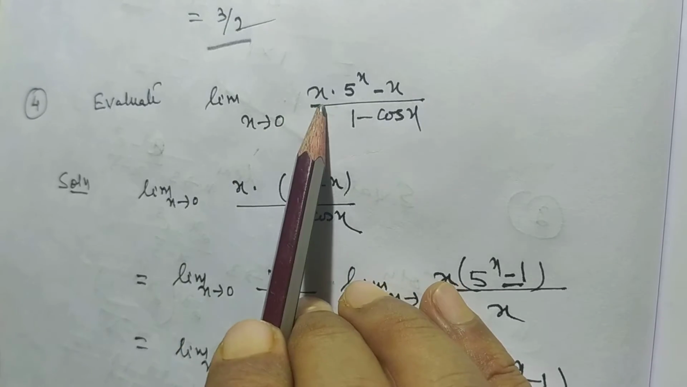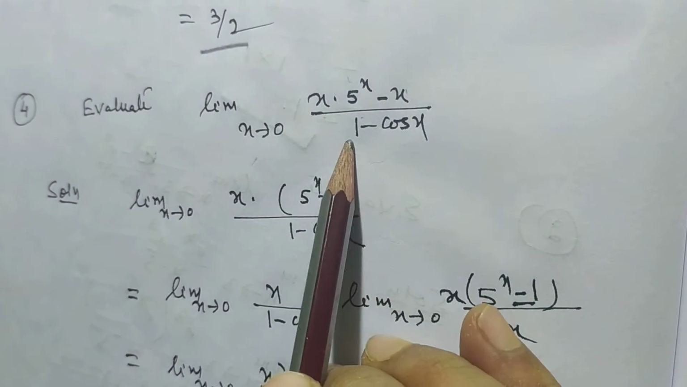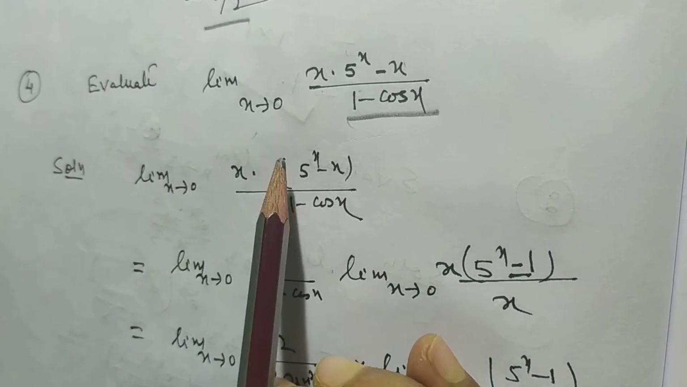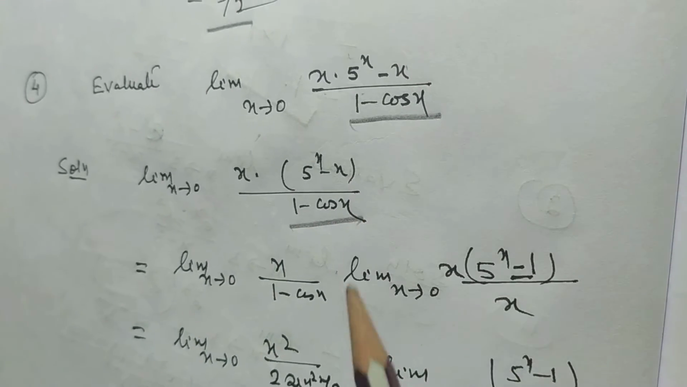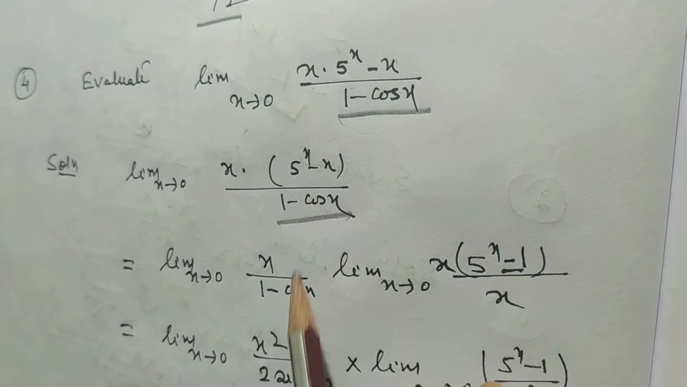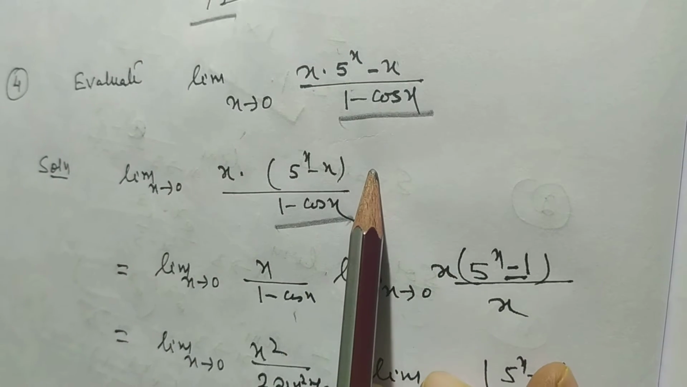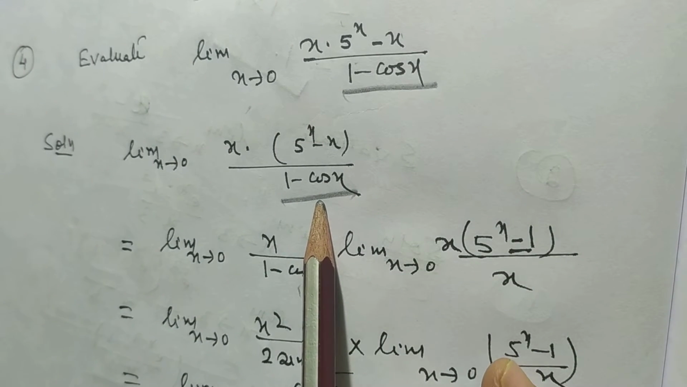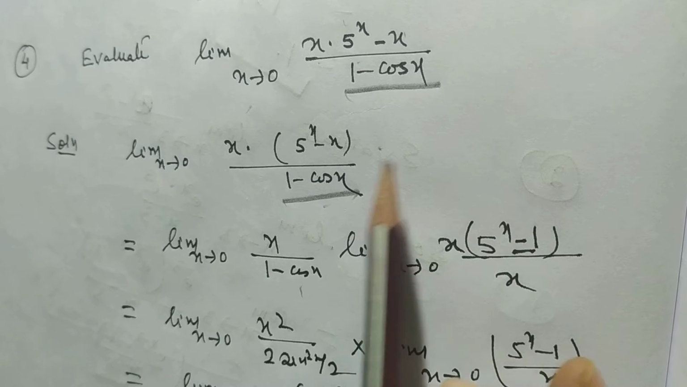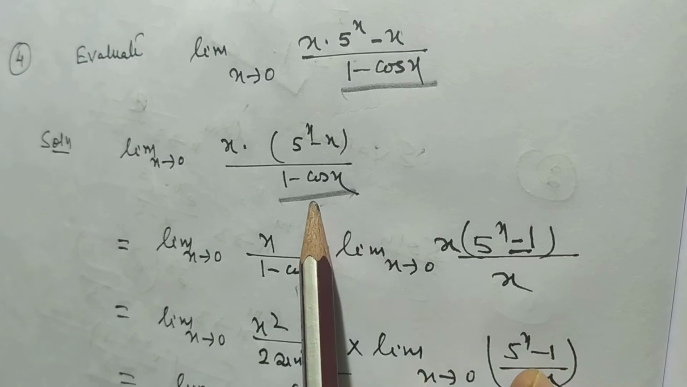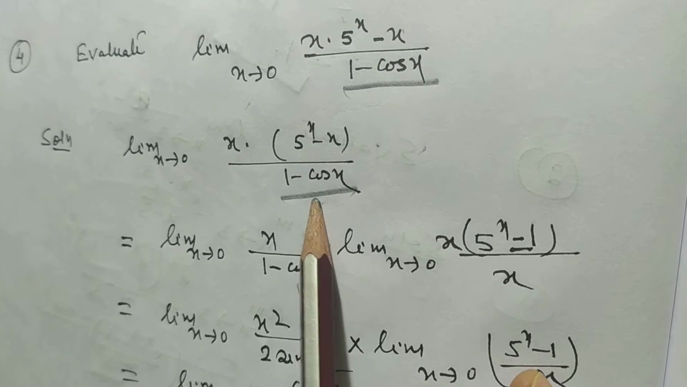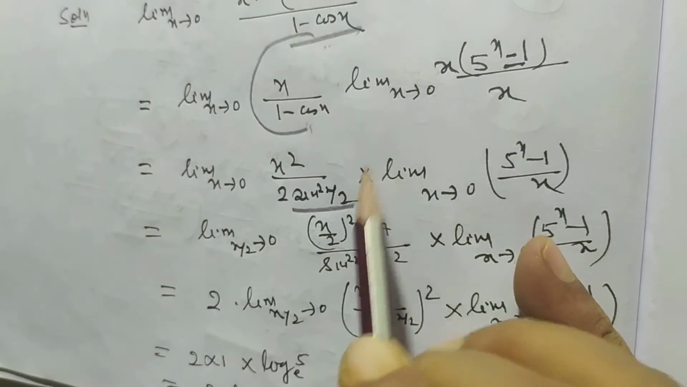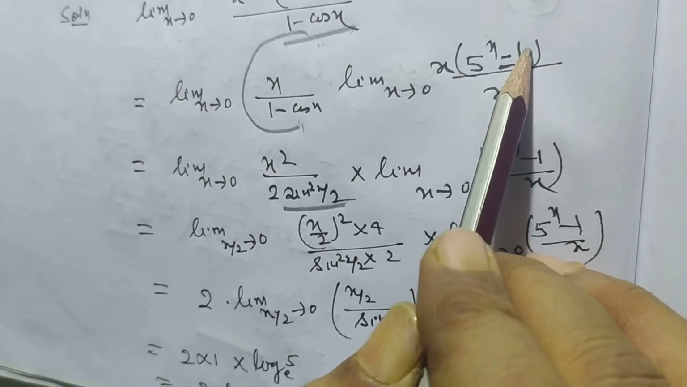Limit x tends to 0, x into 5 to the power x minus x, divided by 1 minus cos x. It can be solved by two ways. Suppose by multiplying numerator and denominator by 1 plus cos x, in numerator it will be 1 plus cos x, and in denominator 1 minus cos square x. Or you can directly convert 1 minus cos x is equal to twice sin square x by 2, and by taking common x, 5 to the power x minus 1.